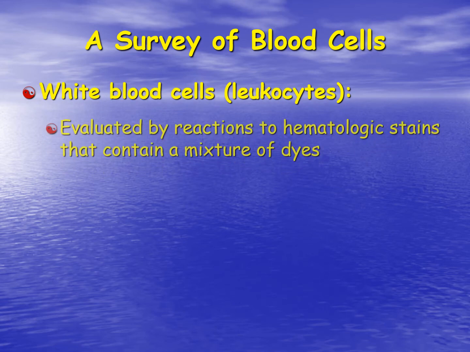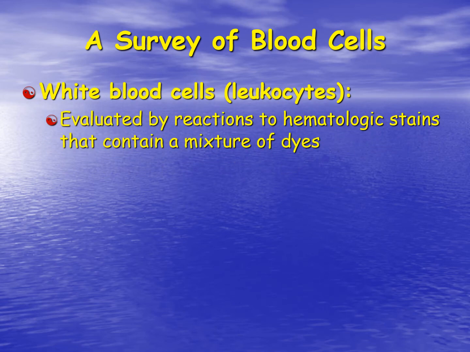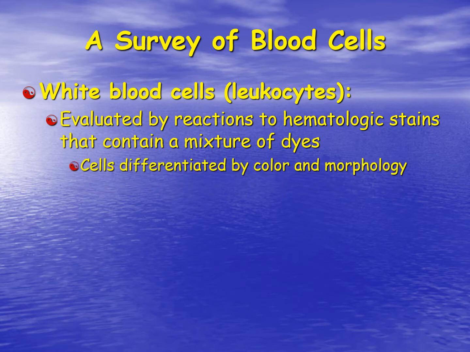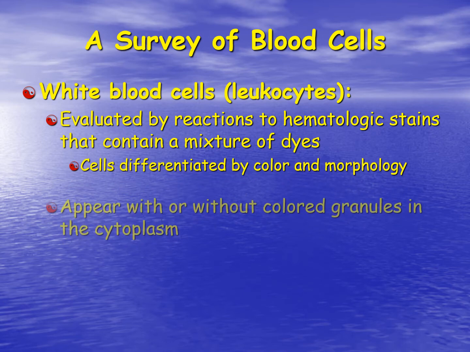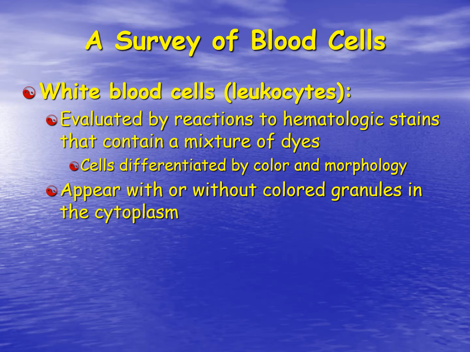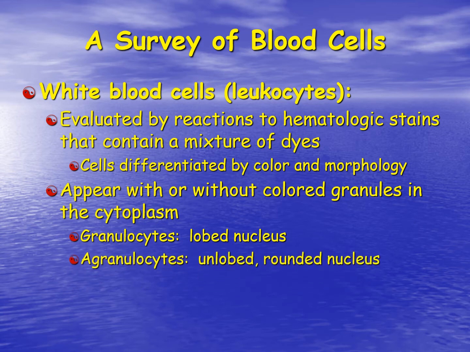The leukocytes can be evaluated by reactions to hematological stains that contain a mixture of both acid and basic dyes. So cells can be differentiated by color and morphology. They appear with or without colored granules in the cytoplasm. The granulocytes have these stained granules in the cytoplasm as well as lobed nuclei. The agranulocytes are unlobed and they have rounded nuclei.